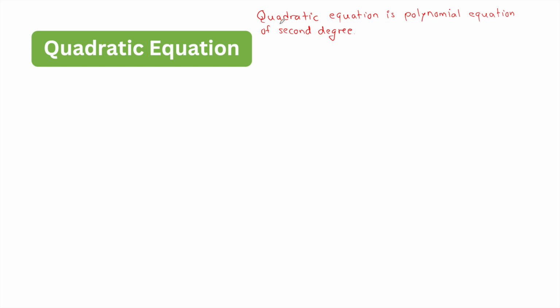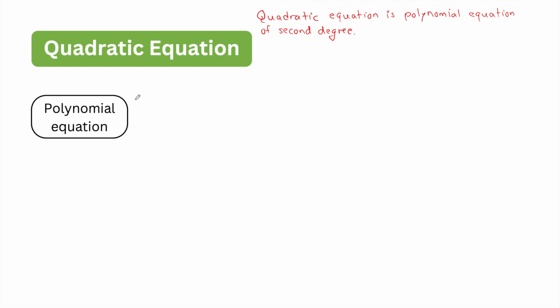Okay, this is the definition. However, there are two terms that we will need to understand to know what quadratic equation is. First of all is polynomial equation and second is degree. Okay, first of all we will learn about polynomial equation. So polynomial equation is an equation where one side is polynomial and the other side is equal to 0. So let me just write the definition of polynomial equation as well.